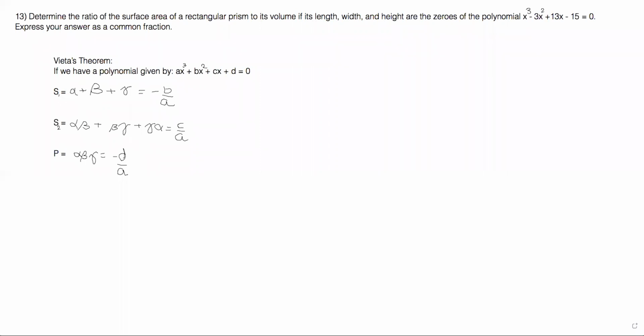So let's start by identifying all our coefficients. I'm going to look at our polynomial, x cubed minus 3x squared plus 13x minus 15. Really helpful that it's equal to 0. We don't really have to do much manipulation with that one. So it tells us that a is equal to 1, b is equal to negative 3, c is equal to 13, and d is equal to negative 15. Good information to have. So I'm going to draw a really, really poor drawing of this figure that we're given. Don't expect greatness from me. You'll only be disappointed.